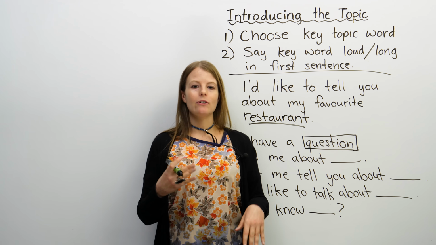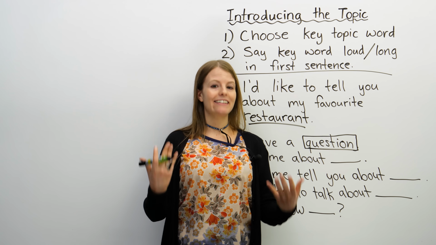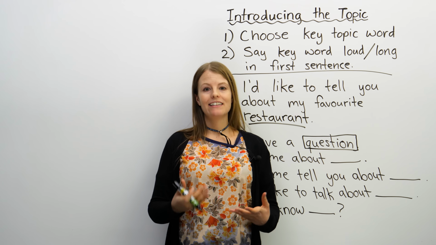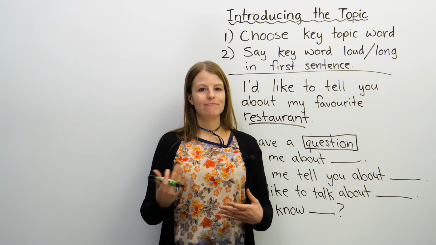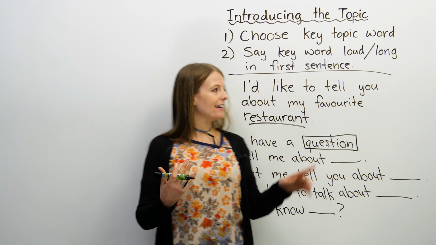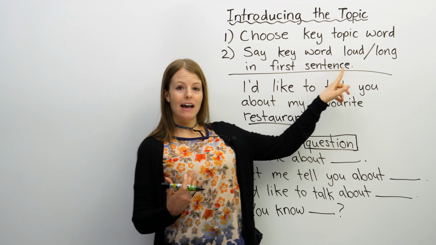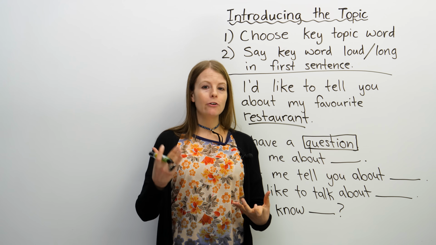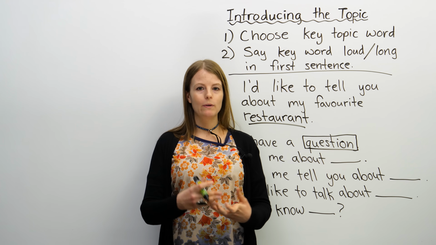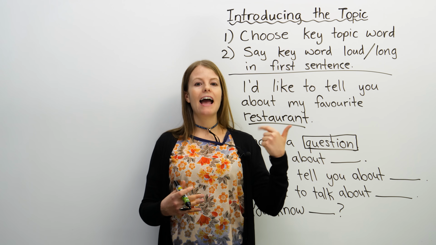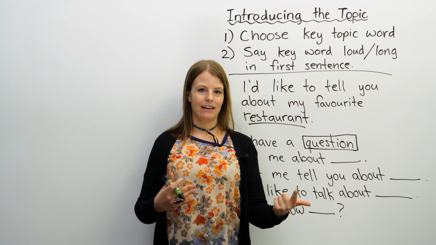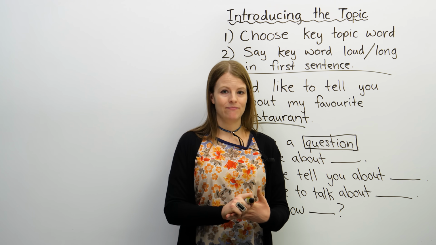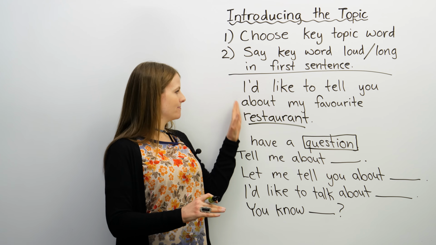The next thing you can do is you can say a sentence, your first sentence, with this key word in it. When you say this keyword, you make sure you say it loud and long, okay? Because in English, the most important parts of the sentences, we say them louder and longer, okay? This helps the listener know what part of the sentence is important. So let's look at an example.